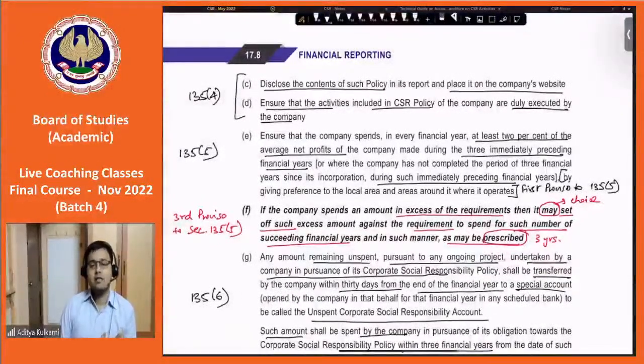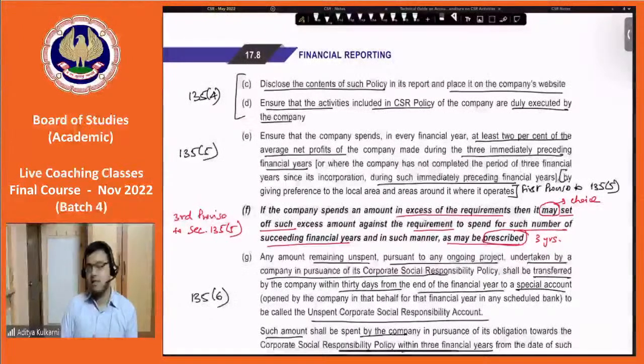Second proviso and 135.6, you have CSR spends. Now, if it is relating to an ongoing project, as per 135 subsection 6, what are you going to do? I will transfer it to an unspent CSR account within how many days? Within 30 days from the end of the financial year. You have to ensure you complete the project within 3 financial years. If not completed, then within 30 days from the end of the 3rd financial year, you transfer whatever is the unspent amount to one of the funds specified in Schedule 7. This is 135 subsection 6.